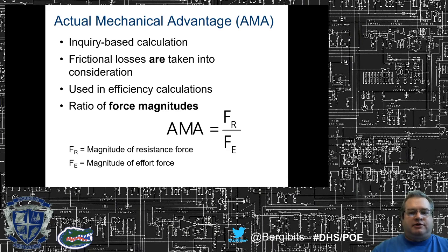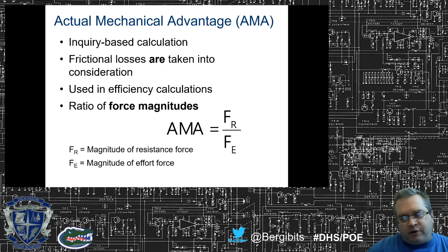Actual mechanical advantage. Part 2 of trying to figure out how efficient your machine is, your simple machine. Friction is taken into account, used in efficiency calculations, the ratio of force magnitudes, actual mechanical advantage. We're looking at force, not distance. We're looking at force.